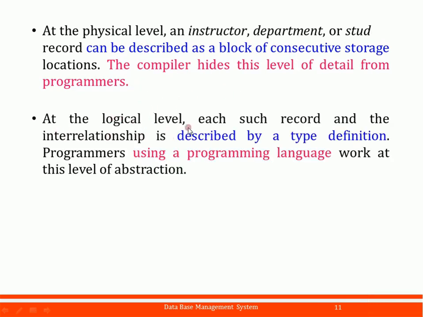The next level is the logical level. Each such record and the interrelationship between these records is described by a type definition, and programmers using a programming language work at this level of abstraction. So this physical level is up to the developers, whereas this logical level is up to the programmers, and with the help of programming languages, they work at this level of abstraction.